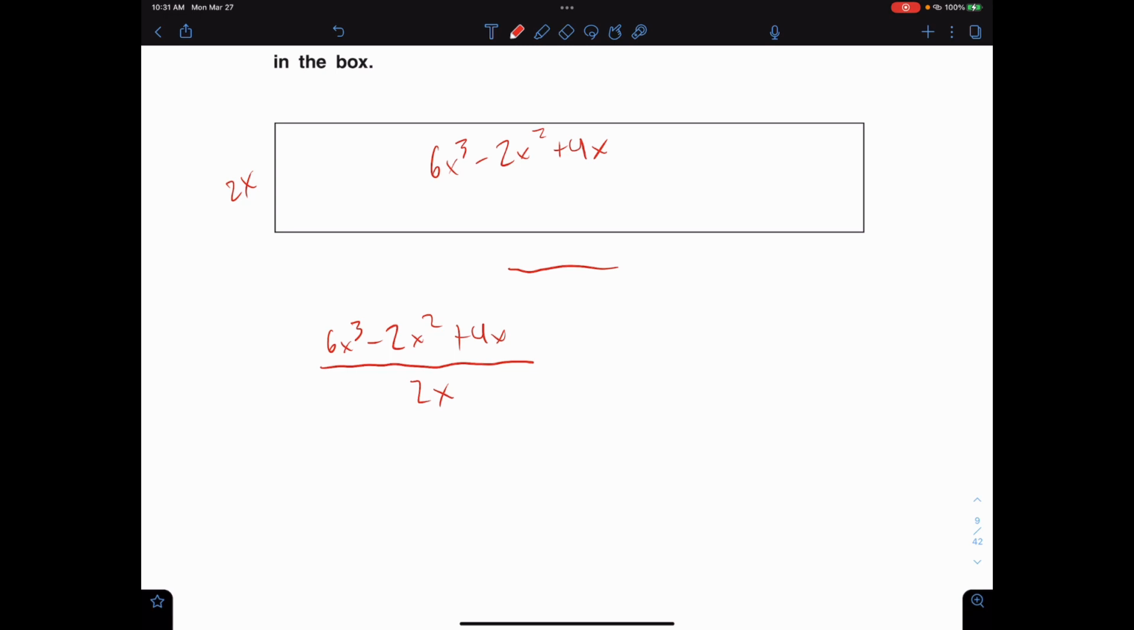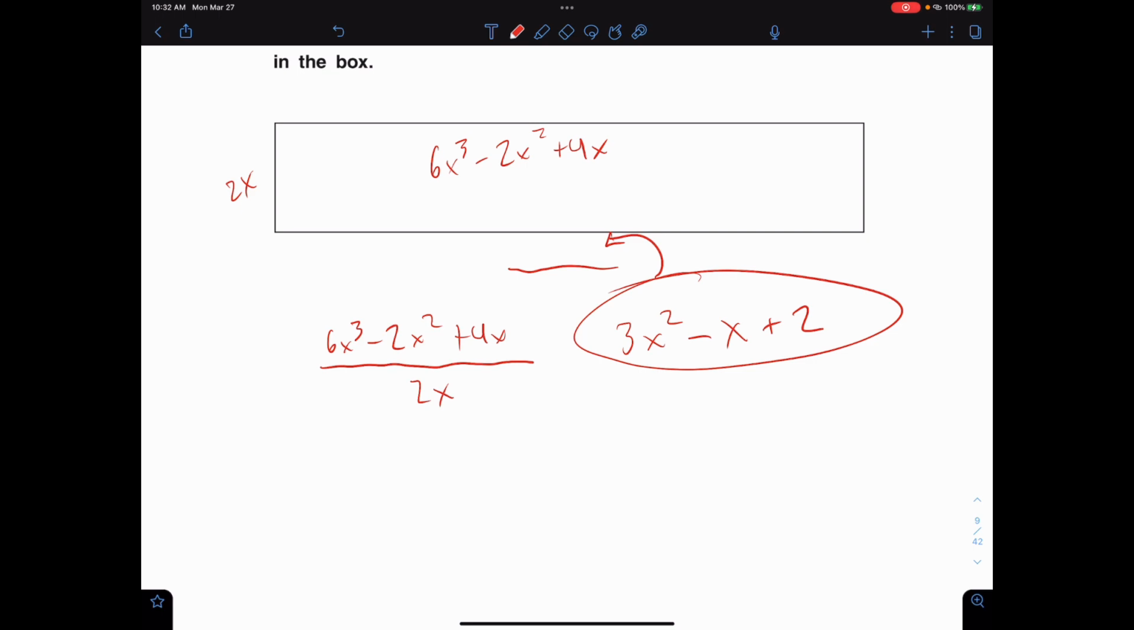Okay, so 6x cubed divided by 2x is 3x squared. 6 divided by 2 is 3. 3 x's on top, 1 x on bottom, so I have 2 x's on top. Okay, minus 2x squared divided by 2x is just going to be x. And 4x divided by 2x is just going to be 2. So this is my answer to the length.